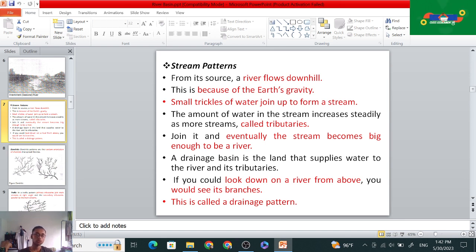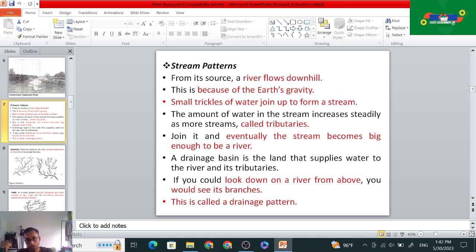And if you could look down on a river from above, you would see its branches. Then it is called the drainage pattern. This is also called the drainage pattern.